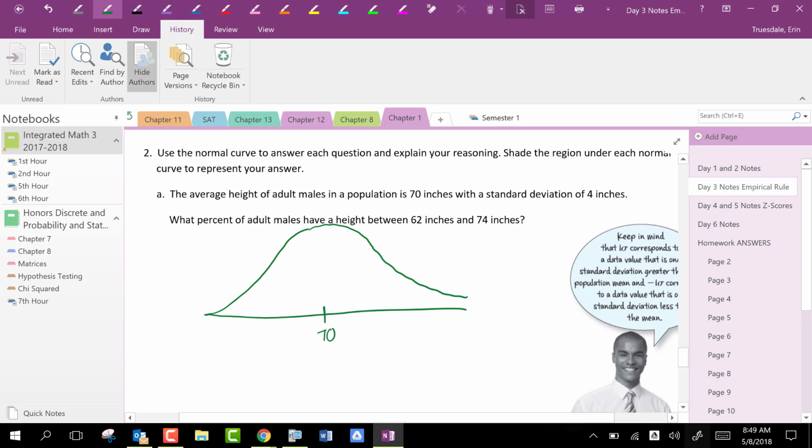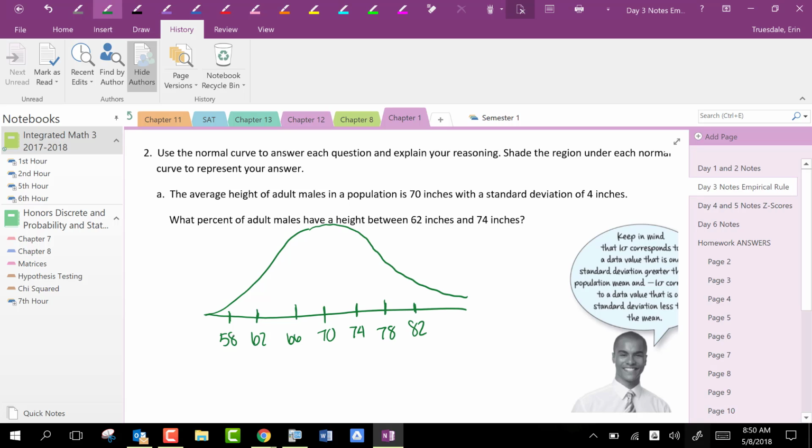How do I get the other tick marks? Add 4 or subtract 4. Okay, so I'm going to have 74, 78, 82. And we're adding 4, right? 74, 78, 82. Did I do that right? Okay. And then subtract 4. So we got 66, 62, and 58. Everybody okay with making the curve?